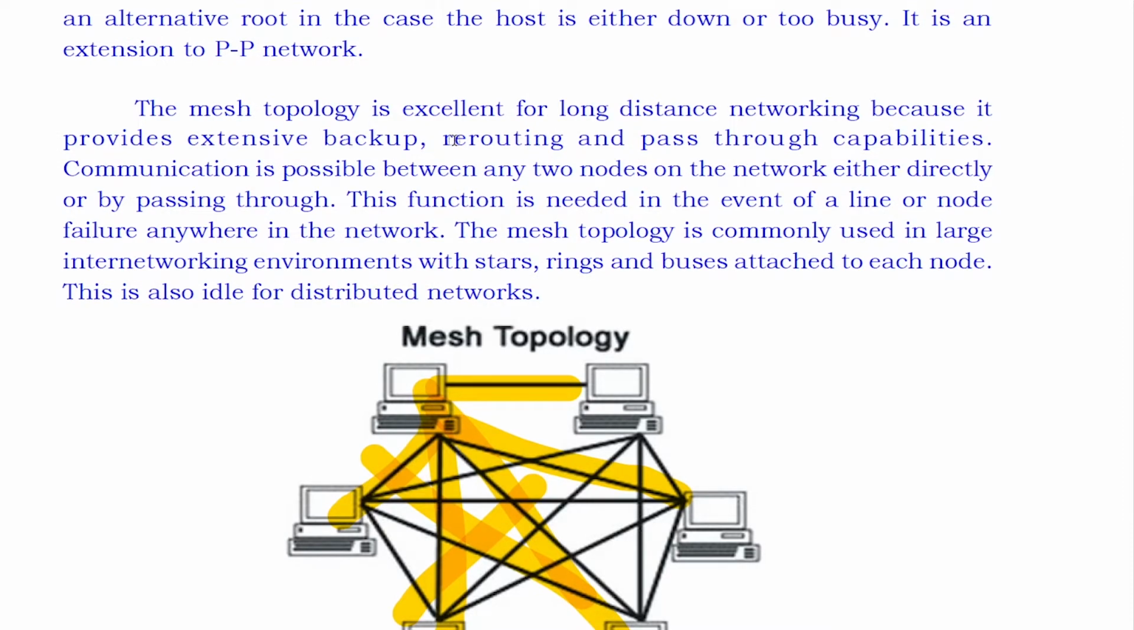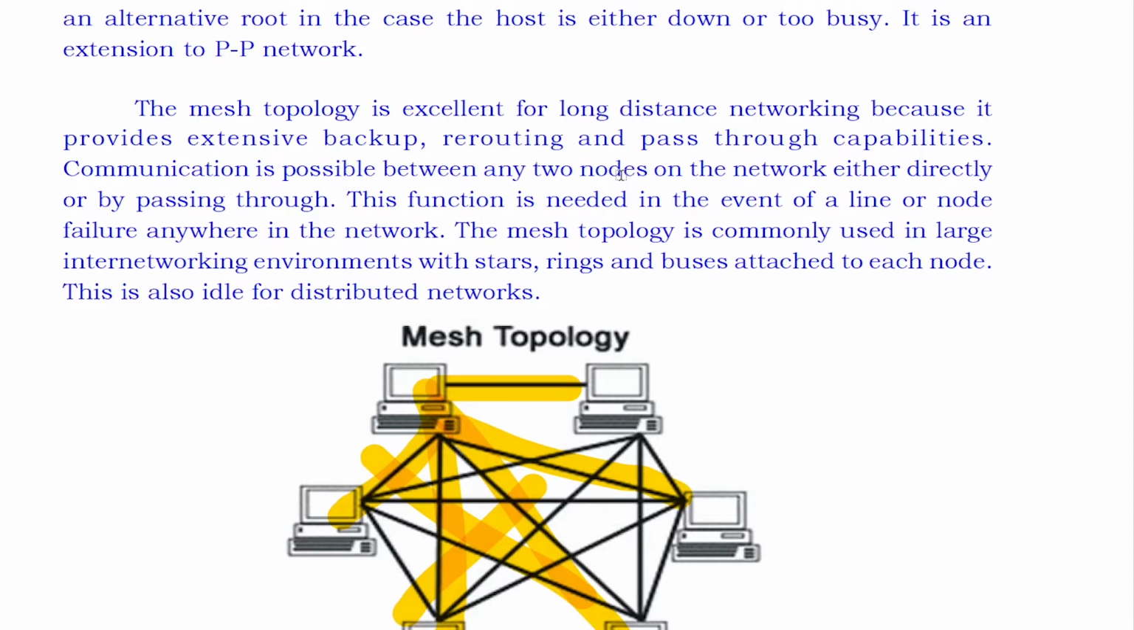The mesh topology is excellent for long distance networking because it provides extensive backup, rerouting, and pass-through capabilities. Communication is possible between any two nodes on the network, either directly or by passing through. This function is needed in the event of line or node failure anywhere in the network.